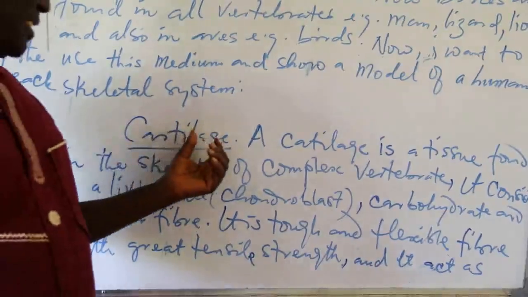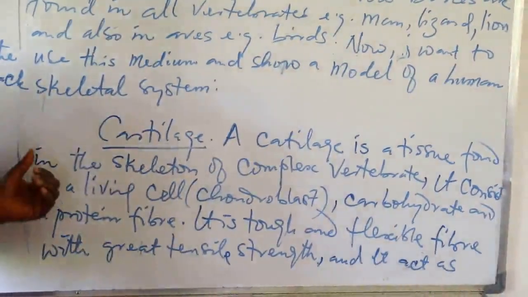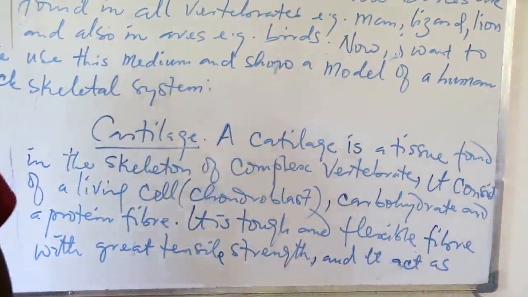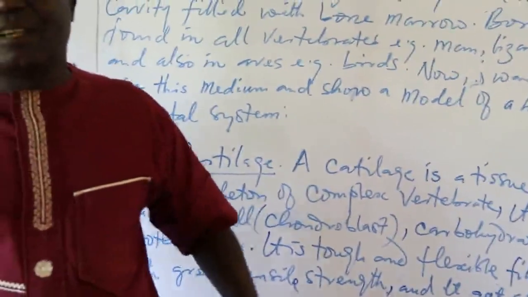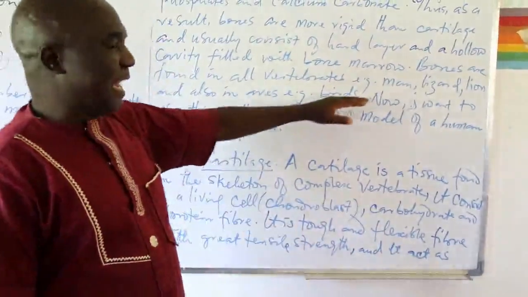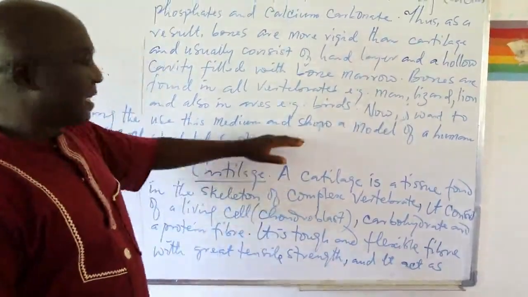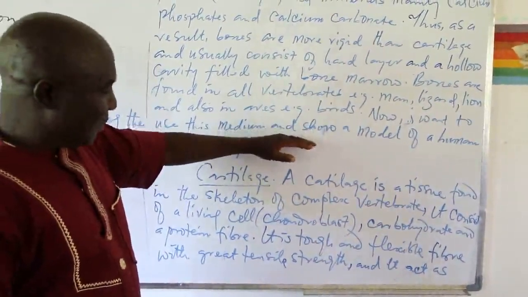The next one is the cartilage. I will say a cartilage is a tissue that's found in the skeleton of complex vertebrates. What do you mean by complex vertebrates? Complex vertebrates are what I've mentioned earlier, such as man, lion, and so on, because these are animals that are more advanced in development.